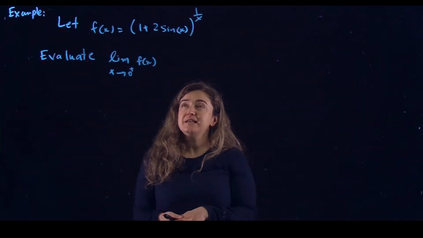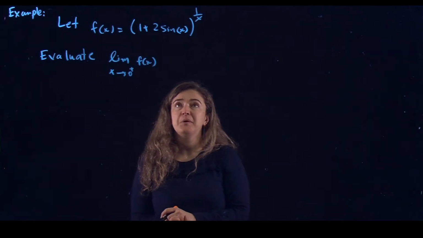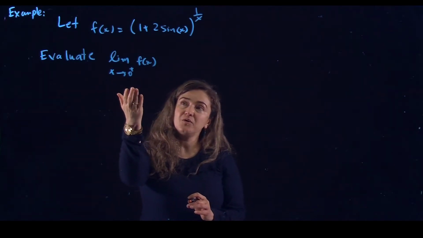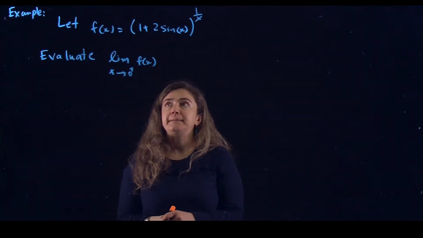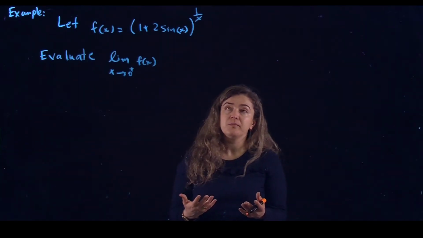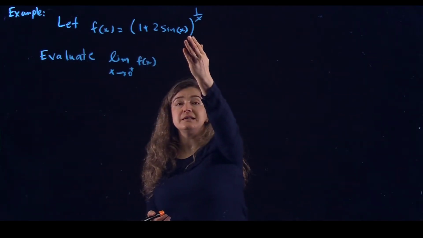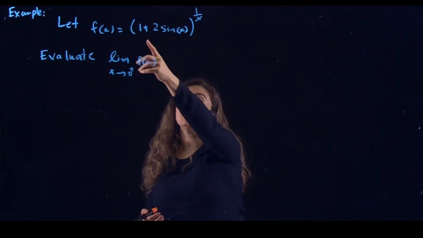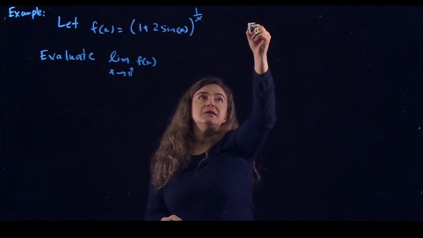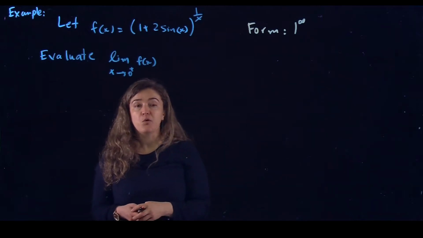Another example, let f of x be the big parentheses 1 plus 2 sine of x to power 1 over x. Evaluate the limit of f of x as x approaches 0 from the right side. One thing, let's find the form. What is the form of this? If I was going to plug this 0 in here, I would get 1 to power infinity. So the form is 1 to infinity, which is an indeterminate form.